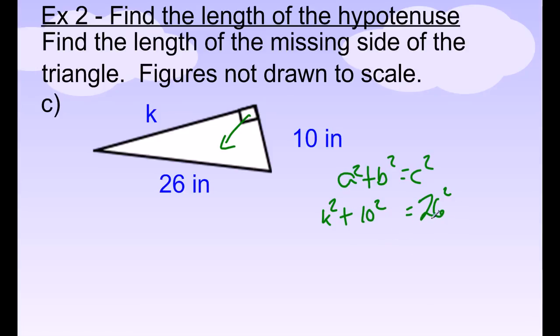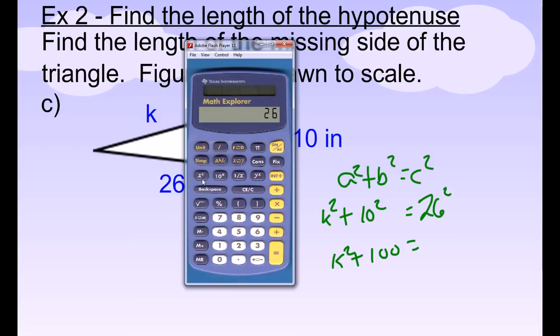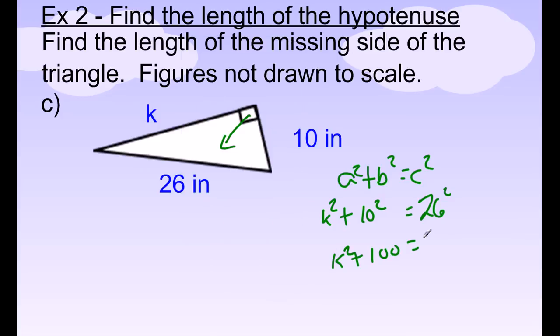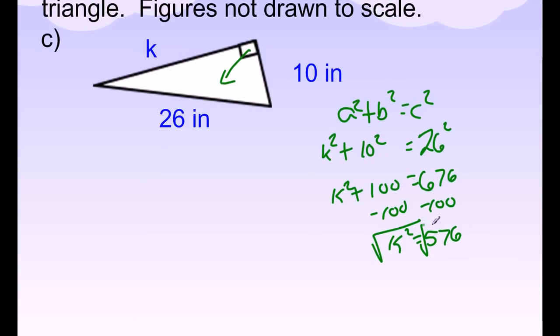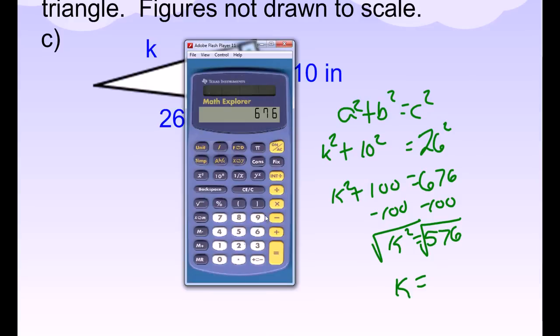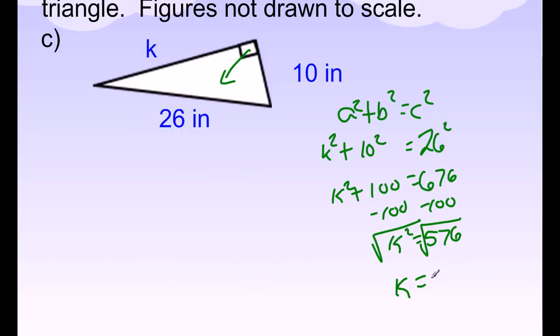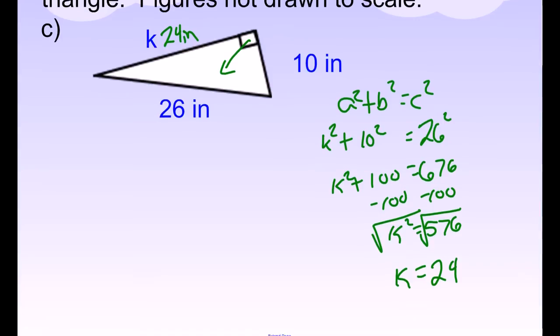Now, simplify both sides. So 10 squared is 100. 26 squared, I have no clue. 26 squared, 676. Solve for the variable, so I need to get the variable by itself. Subtract 100 from both sides. K squared equals 576. Finally, square root each side, and I get K equals the square root of 576, which is 24. So my missing side here is 24 inches long.